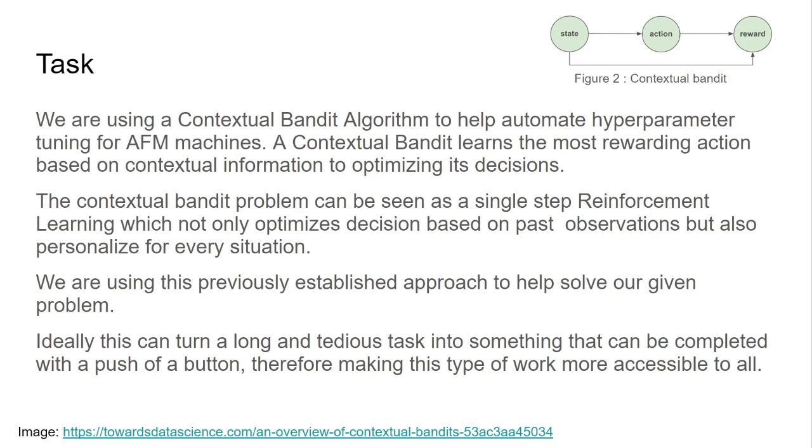Contextual bandits learn the most rewarding action based on contextual information to optimize its decisions. The contextual bandit problem can be seen as a single-step reinforcement learning, which not only optimizes decisions based on past observations, but also personalizes them for every situation. We are using this previously established approach to help solve our given problem. Ideally, this can turn a long and tedious task into something that can be completed with a push of a button, therefore making this type of work accessible to all.